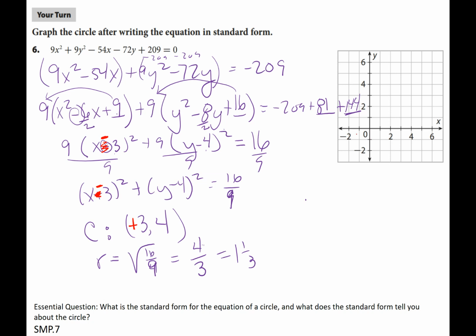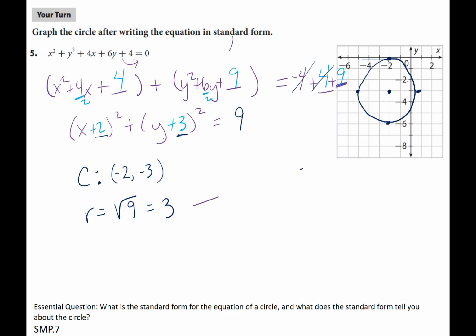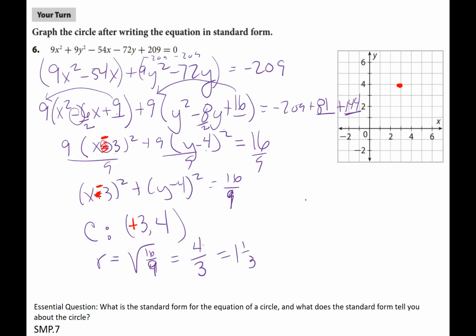All right, so we're going to go positive 3, positive 4. If the graph paper hadn't been scaled, I probably wouldn't have caught that. And then I've got to count out about 1 1/3 in each direction. So 1 1/3, a little bit beyond 1. And there's my circle.